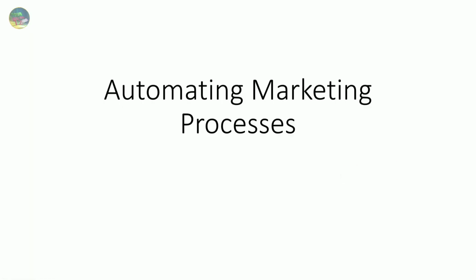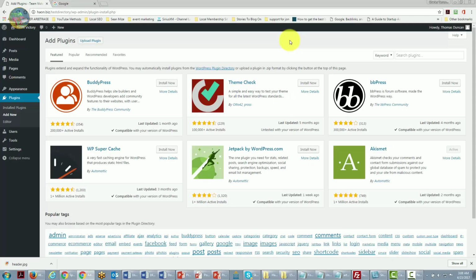Welcome back. Now, in this video, we're going to be discussing automating marketing processes in WordPress. You're now looking at the Add Plugin section of WordPress, where we're going to discuss a more advanced feature of WordPress and being able to add in not only plugins that will change the functionality, but also plugins that will increase your automation over services that you're using in conjunction with WordPress.